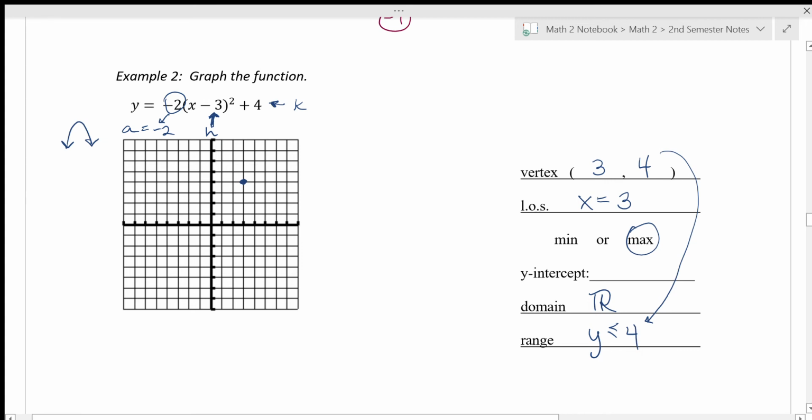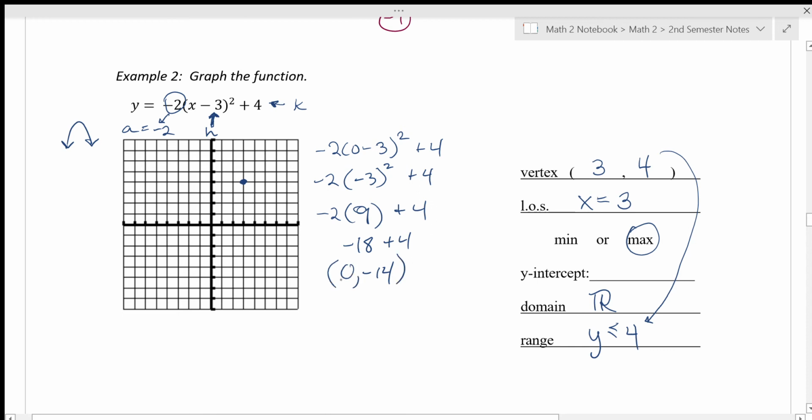And then my y-intercept I find by plugging 0 in for x. So I'm going to evaluate this. 0 minus 3 is -3 squared. -3 squared is 9 times -2. 9 times -2 is -18. Plus 4 is -14. So my y-intercept is 0, -14. And then again, I think that's off my graph here.